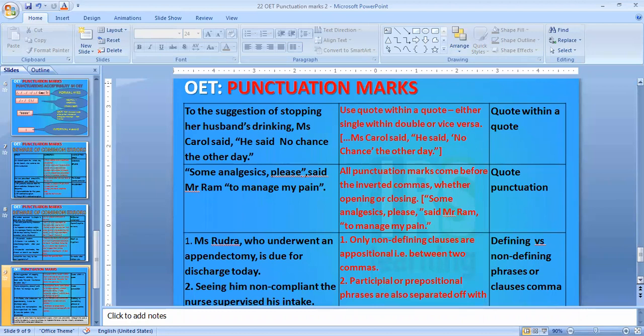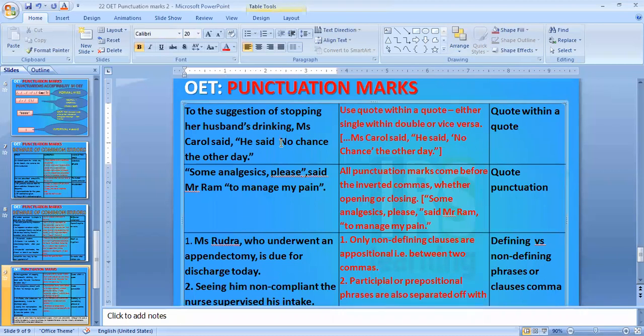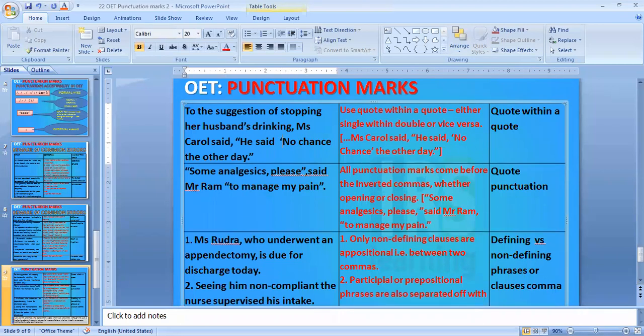Now, this is what Carroll is telling you, maybe her friend. See, my dear, yesterday I persuaded my husband not to drink or to reduce drinking. You know what he said? He said, no chance. So actually, no chance is said by somebody else. So you should put single inverted commas here. That's the point.